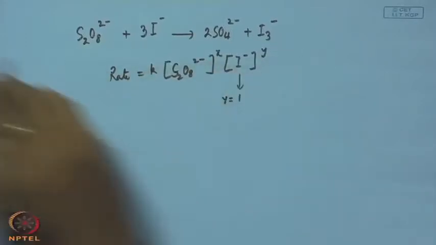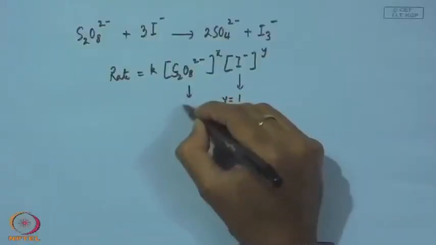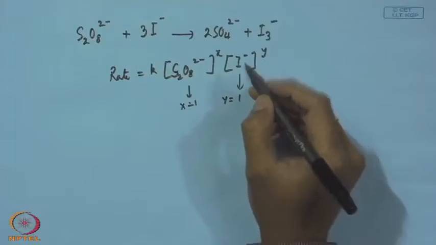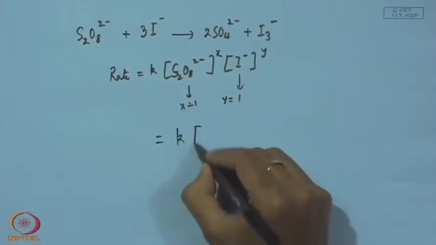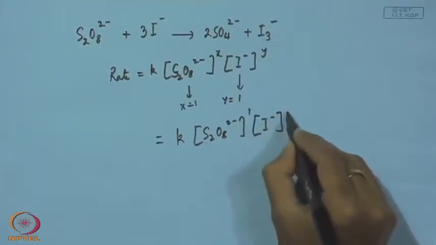Now, what about x? In these two cases, 2 and 3, the iodide concentration remains the same. So, we are now looking at the effect of change of concentration of persulfate. It goes from 0.07 to double, 0.14, and you see that the initial rate is doubled. That means, in the same way, we can say that for persulfate, x is 1. So, the rate is nothing but k into [S2O8 2 minus] to the power 1 and [I minus] also to the power 1.